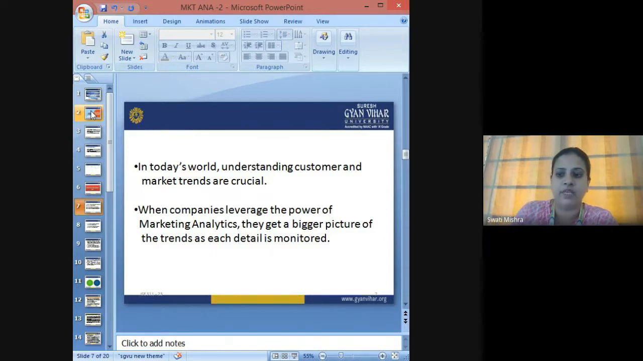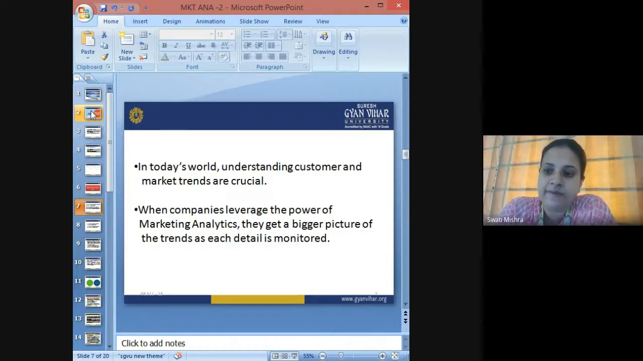So whenever companies leverage the power of marketing analytics, they get a far clearer and bigger picture of the trends, as in each and every little detail of a customer's preferences, choices, and buying behaviors. Everything can be monitored. For example, if I am clicking on any particular website, any particular little product, and if I am clicking on different websites, similar products, they can easily find out through the marketing analytics data that I am in search of that type of product.